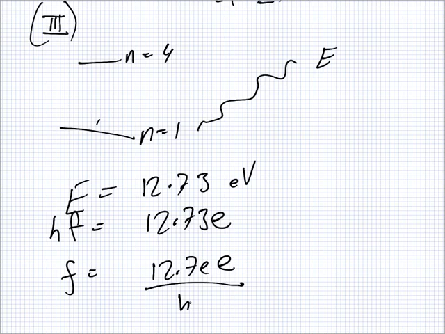What number is h? I mistyped it. 12.73 times e over h. So the frequency is quite a large frequency: 3.078 times 10 to the 15th hertz. You wrote 3 as an e. No, I didn't, that's an e. Oh, wow, okay.